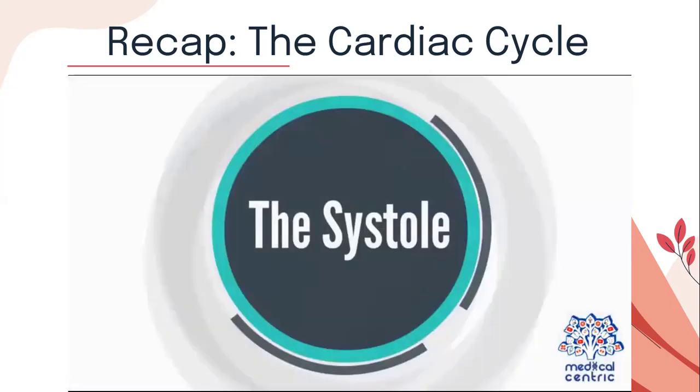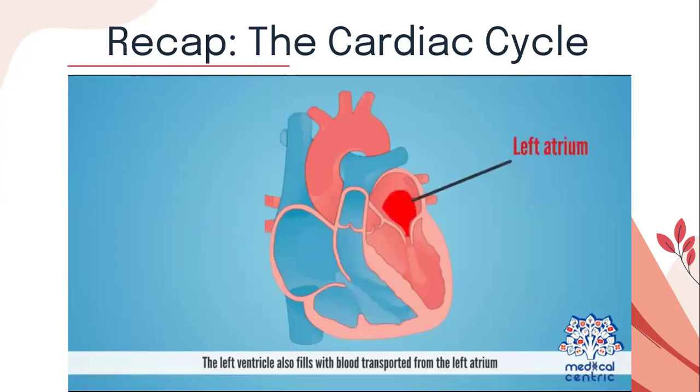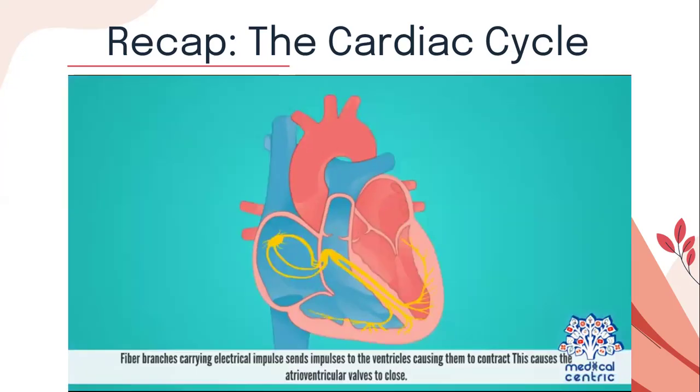The systole. During the systole period, the right ventricle fills with blood transported from the right atrium. The left ventricle also fills with blood transported from the left atrium. Fiber branches carrying electrical impulses send impulses to the ventricles, causing them to contract. This causes the atrioventricular valves to close.